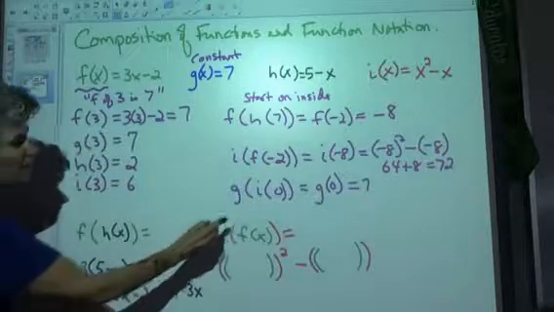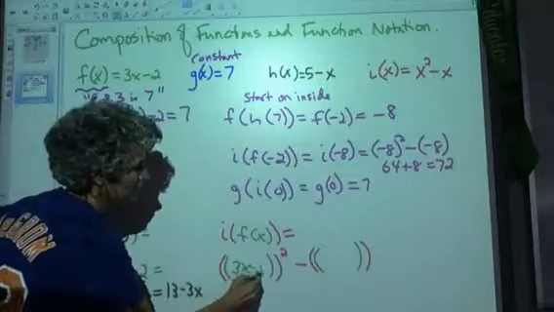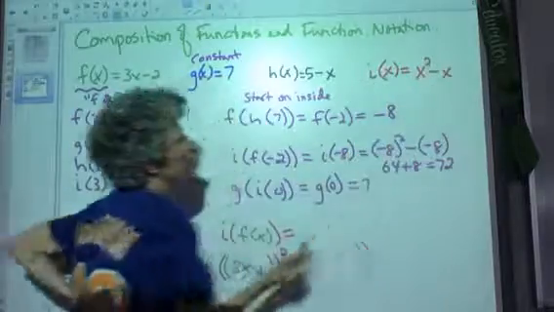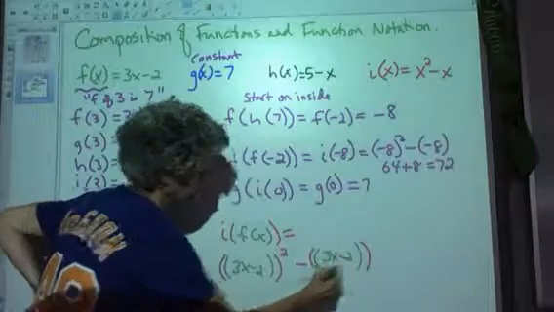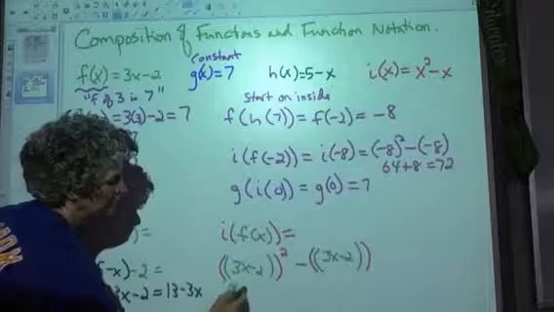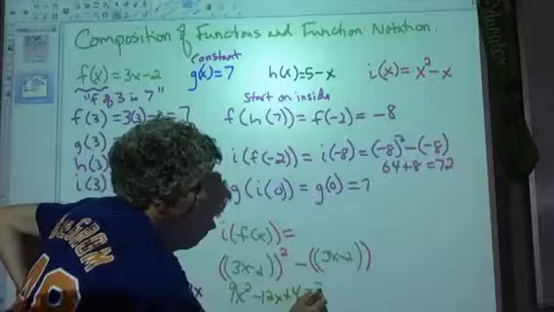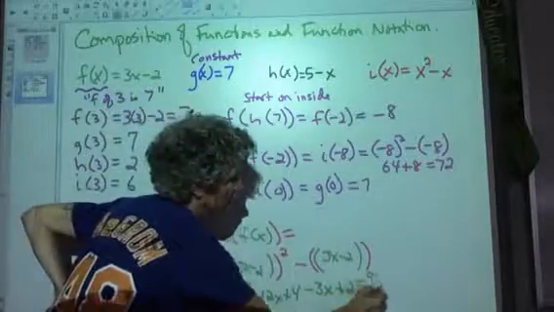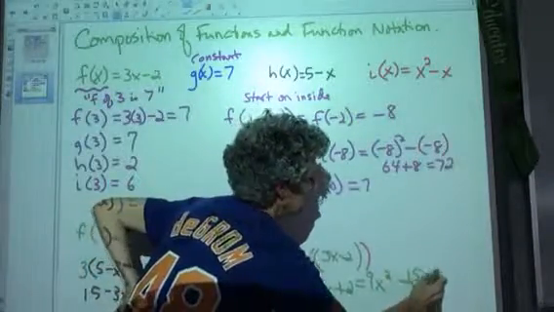If you were doing I of f of x, the whole f of x function is 3x minus 2. So the I function says take your number, square it, and then subtract it. So I have to take this whole thing, square it, and then subtract that. So if I square that, remember that's 3x minus 2 times itself, which is 9x squared minus 12x plus 4. And then I'm subtracting a 3x, and I'm subtracting a negative 2, so that's plus 2. And I would get 9x squared minus 15x plus 6.